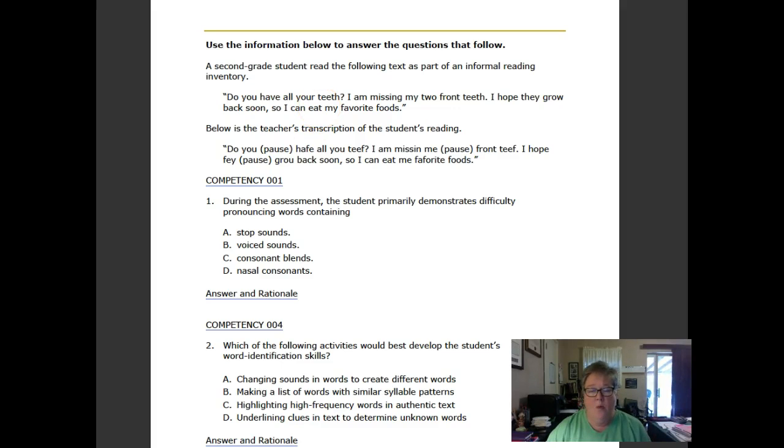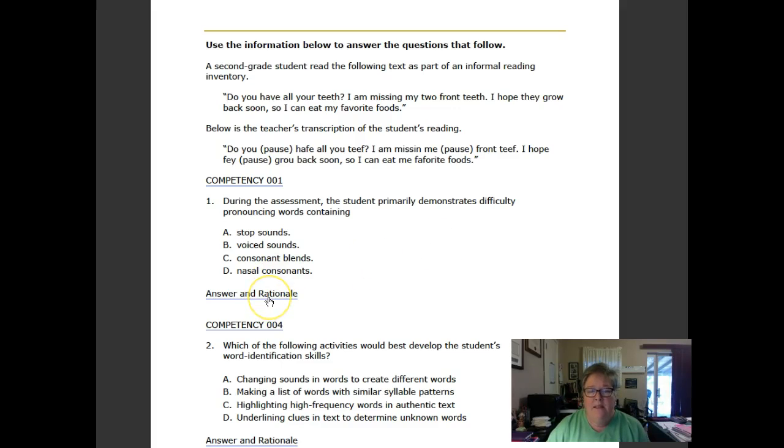So here's what I want you to do as you're working through it. So number 1 is competency 1. It's not the only competency 1 question, but it's the first one. So it gives you a scenario right here. Read through that. And then I want you to read through the question, the answer, and I want you to go ahead and think through your answer.